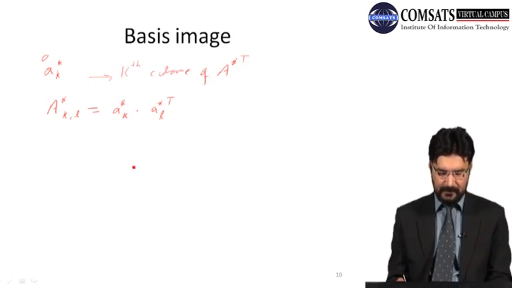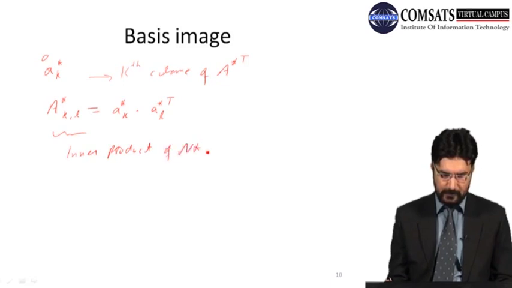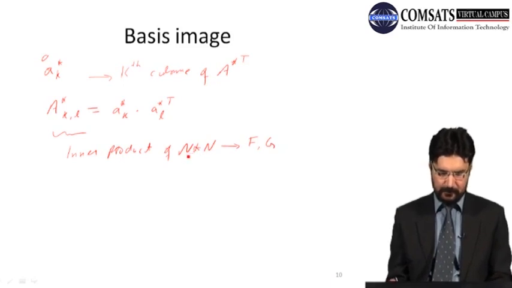And let us also define the inner product of n by n matrix. So this is the inner product of n by n, of F and G. So this we define as an inner product. Okay, this we have it.